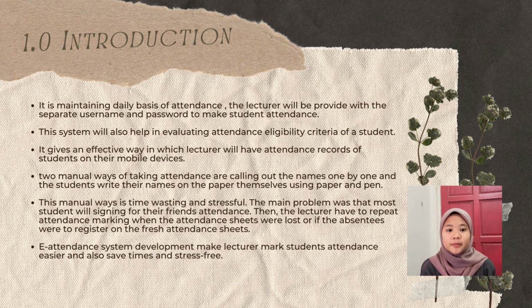Other than that, the two manual ways of taking attendance are calling out the names one by one and the students writing their names on paper themselves using paper and pen. This manual way is time-wasting and stressful. The main problem was that most students would sign for their friends' attendance. Then, the lecturer has to repeat attendance marking when the attendance sheet is lost or if the absentees have to register on fresh attendance sheets. So, the development of an e-attendance system makes it easy for lecturers to mark student attendance, saves time and is stress-free.